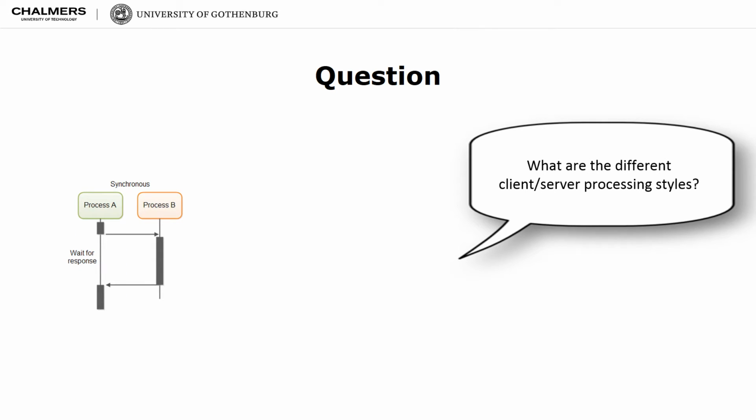Clients and server may communicate synchronously, where a client, seen on the slide as process A, makes a request to a server, seen on the slide as process B, and waits for a reply before continuing to process. In asynchronous communication, however, a client makes a request to a server and continues processing without waiting for the response.